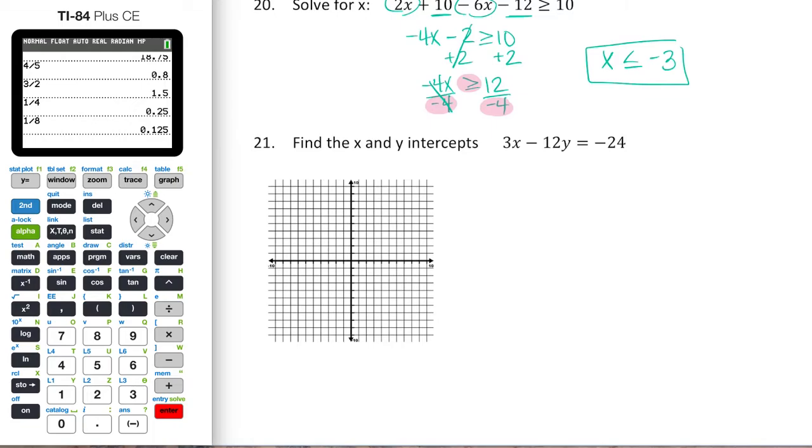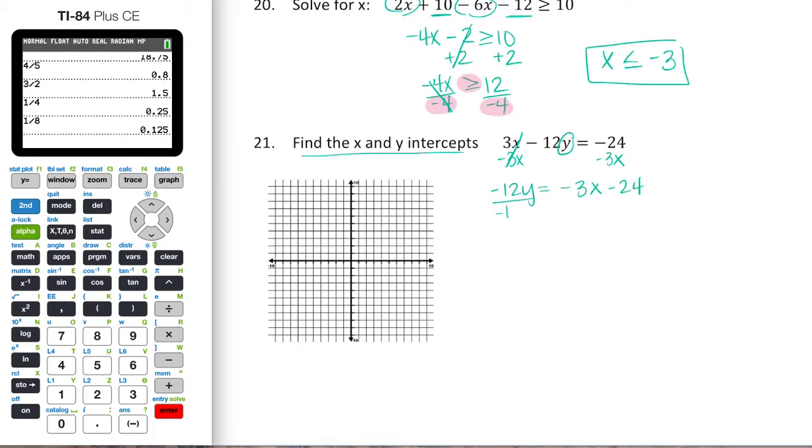All right, number 21, finding your x and y intercepts. So we can do this two ways. We can graph or we can solve. So if we graph, we're going to have to first solve for y, just like always. So subtract 3x, minus 3x. We'll have negative 12y equals negative 3x minus 24.